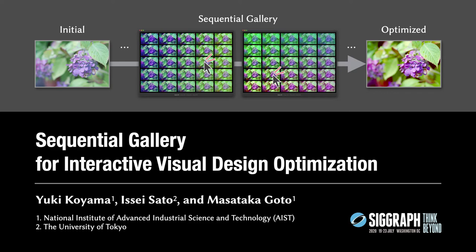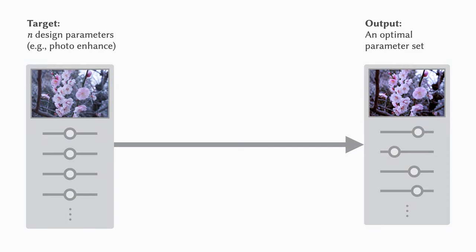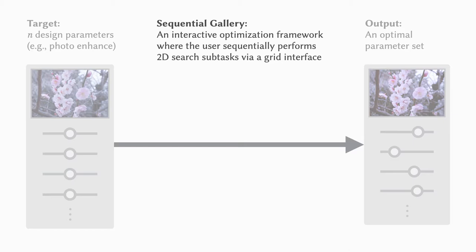Sequential Gallery for Interactive Visual Design Optimization. Suppose that we adjust a set of design parameters for photo enhancement as an example. Sequential Gallery can handle this type of parametric design task.